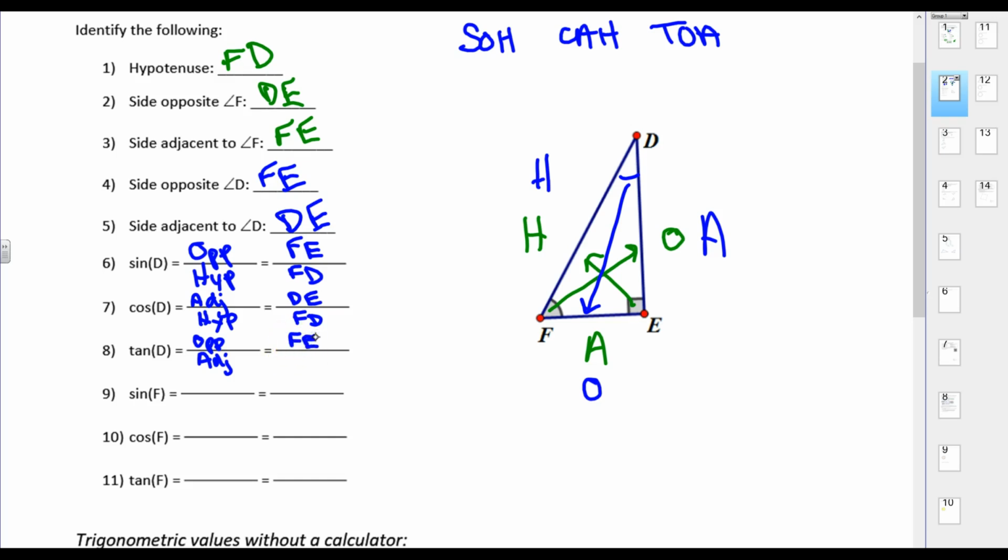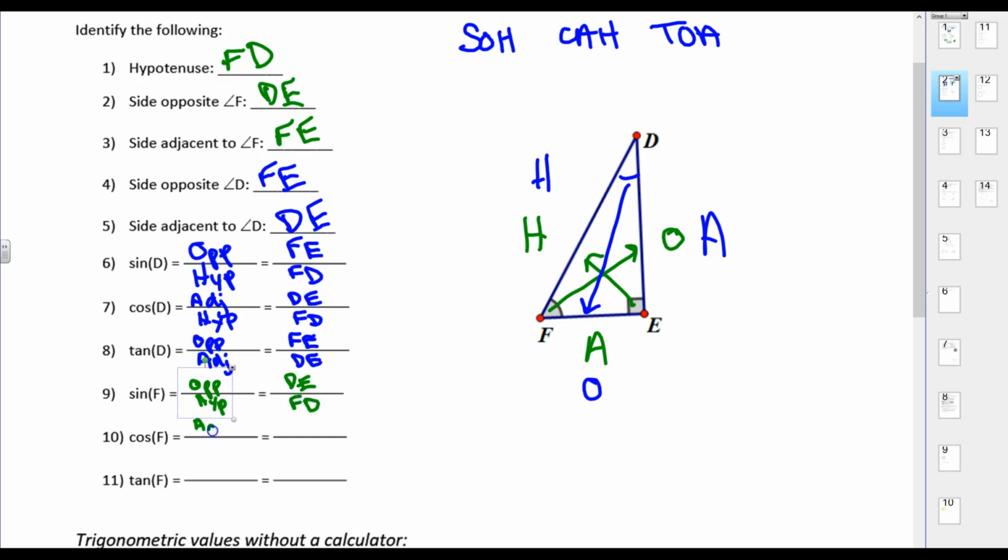And my adjacent side to angle D is DE. Now let's take a look at angle F. My sine is opposite over hypotenuse. So the opposite side of angle F is DE. And again, my hypotenuse doesn't change no matter what my angle is. That would just be FD.